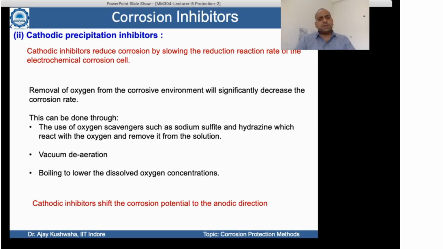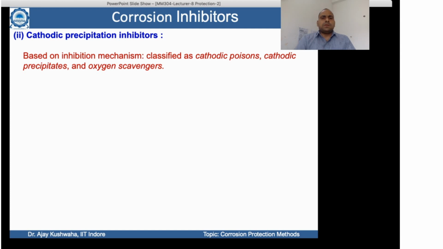Cathodic inhibitors shift the corrosion potential in the anodic direction. So here it is the reverse: if it is shifted toward the anodic direction, then it is better, because it does not have a high rate of the reduction potential, or we can say the cathodic reaction. Based on the inhibitor mechanism, cathodic inhibitors can be classified as cathodic poisons, cathodic precipitates, or oxygen scavengers, basically based on how they reduce the reaction rate at the cathode.